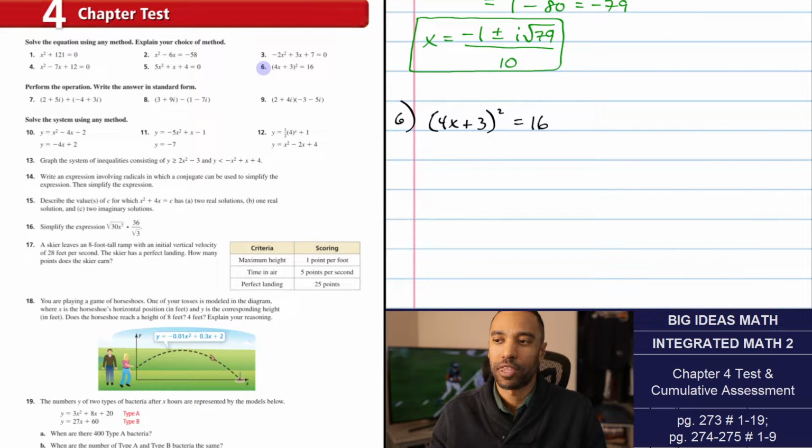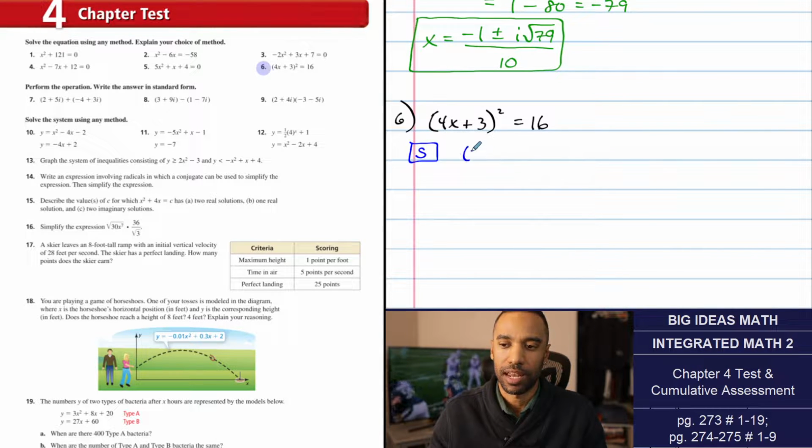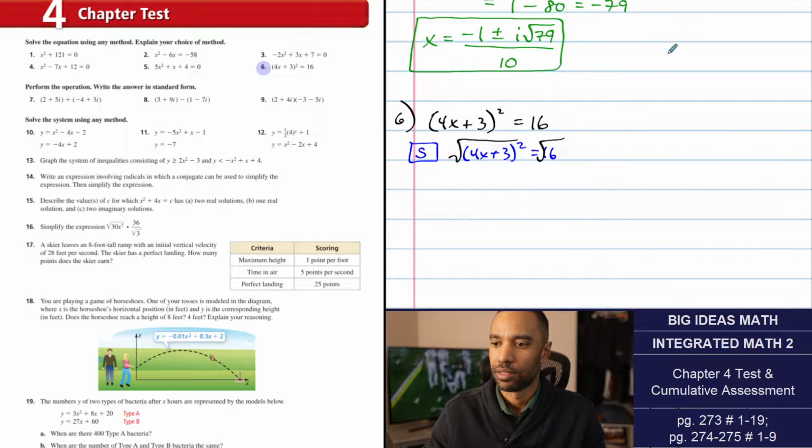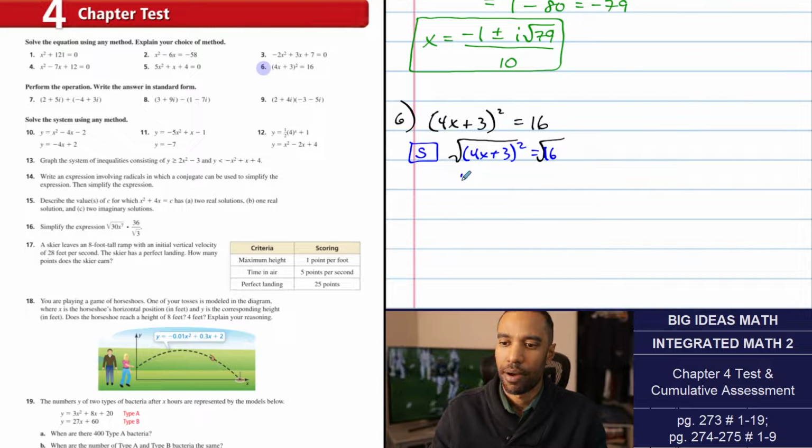All right, first method I'm going to go for is square roots. Solve using square roots. This already has a perfect square right there, right? I have 4x plus 3 quantity squared equals 16. I take the square root of both sides. And now I'll have 4x plus 3 equals positive 4 or negative 4, plus or minus 4.